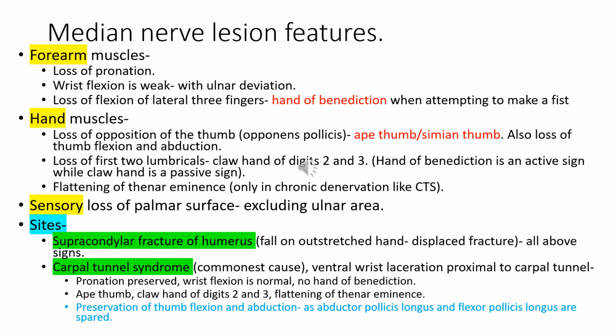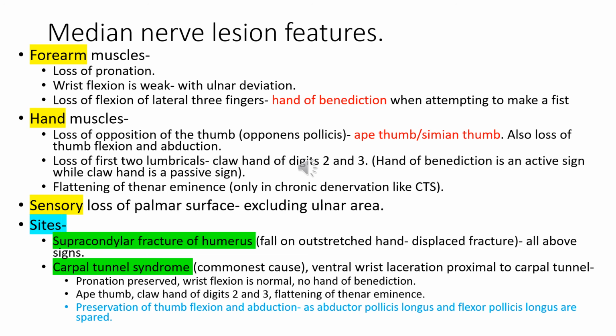One common condition is supracondylar fracture of the humerus. Usually this happens when there is a fall on outstretched hand, and the displaced fracture will damage the median nerve. So here all the signs will be present, and note that in the thumb, in addition to loss of opposition, there will be loss of flexion and abduction also.